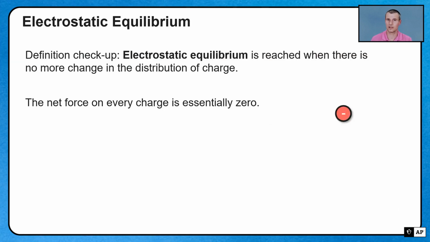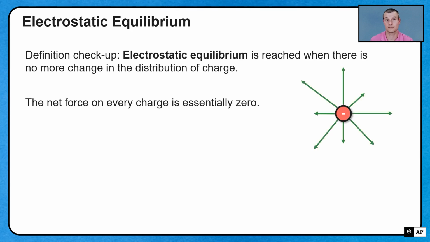So let's talk a little bit about electrostatic equilibrium. When there's no more change in the distribution of charge for a given object, if all the charges are sitting still, we're calling that electrostatic equilibrium. It means that the net force on every single object is essentially zero. So I have all these little force vectors pointing in different directions. And if I sum them all up, if the net force is zero, that means it's not going to accelerate. And if it's not going to accelerate, if it was at rest, it's not going to start moving.